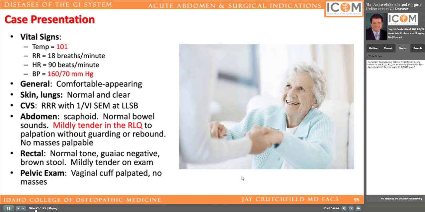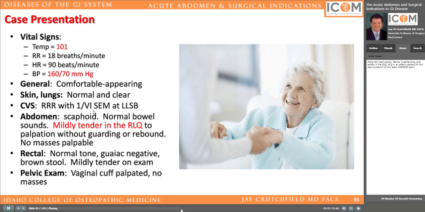Her vital signs show a temperature of 101. Her blood pressure is elevated at 160/70. Her respirations are normal, and her heart rate is also normal, maybe a tad high at 90. She appears comfortable. She has normal and clear skin and lungs. Her cardiovascular and respiratory system show no wheezing or rhonchi. She has a regular rate and rhythm with a 1/6 systolic ejection murmur at the left lower sternal border.